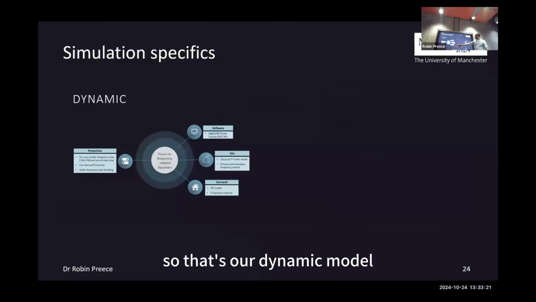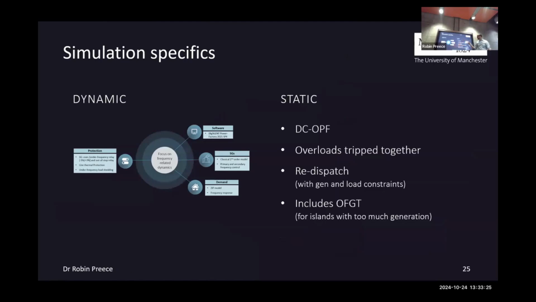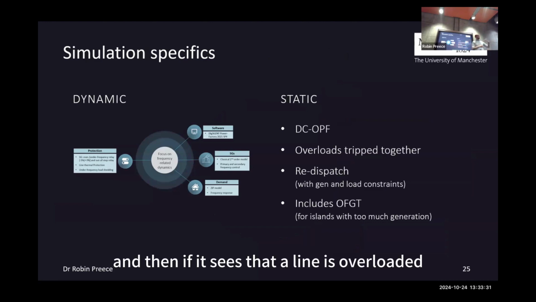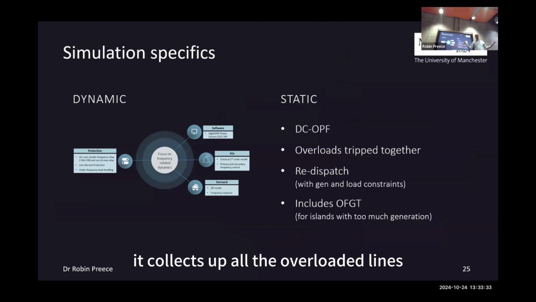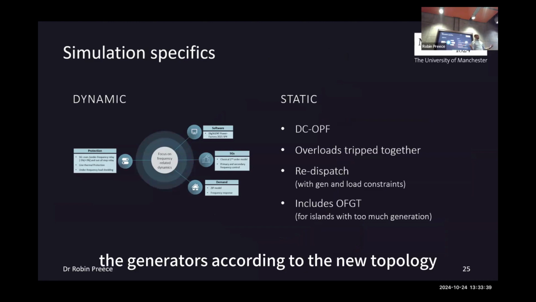So that's our dynamic model. And then we're going to compare this to a static model, and we're going to use the DC OPF. The difference here is that it runs a power flow, and then if it sees that a line is overloaded, it collects up all the overloaded lines and just trips them all off. It will then redispatch the generators according to the new topology.